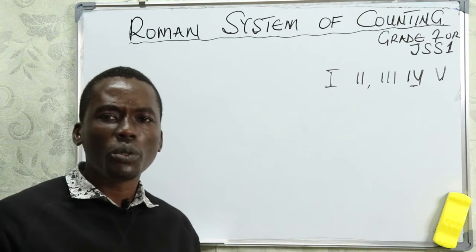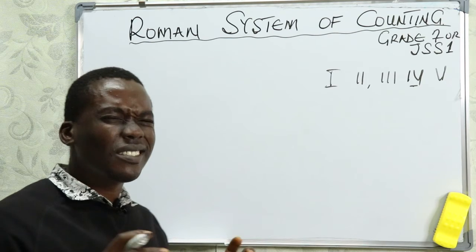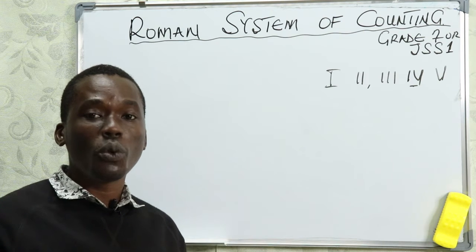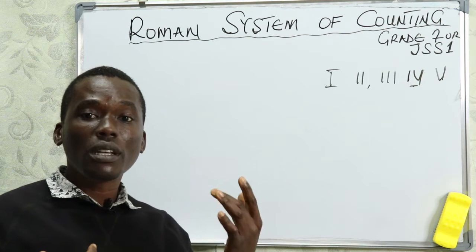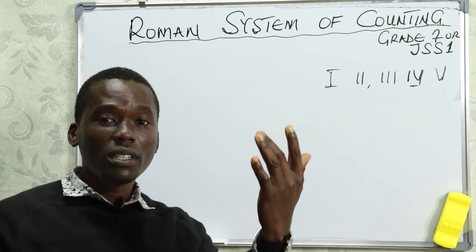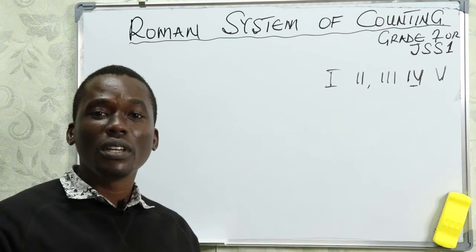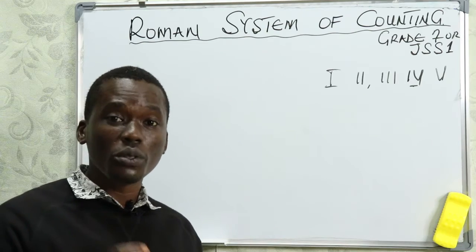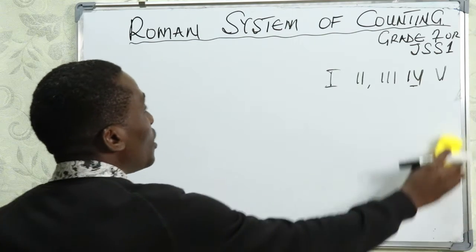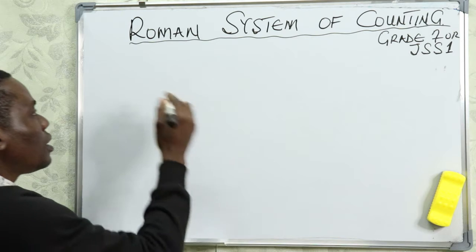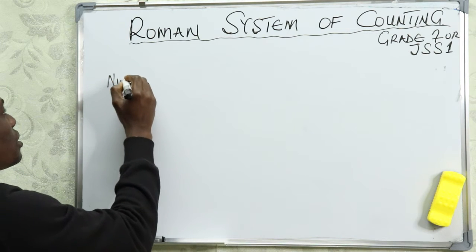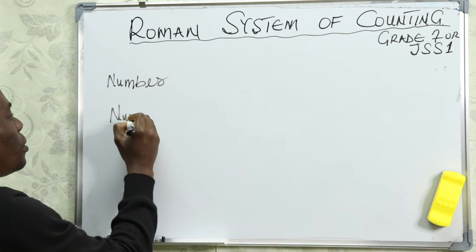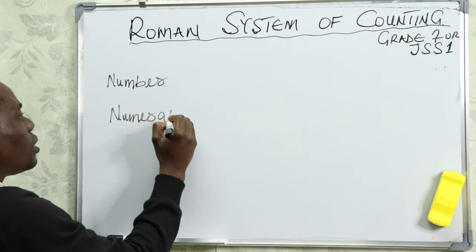So when working with Roman numerals, there are 7 important Roman symbols you need to know. I call them the 7 keys. Once you have these 7 keys at your fingertips, there is no question on Roman numerals you can't solve. You want to know them? Now let's look at them. We'll look at the numbers in Arabic form, and then we'll look at their numerals in Roman numerals.